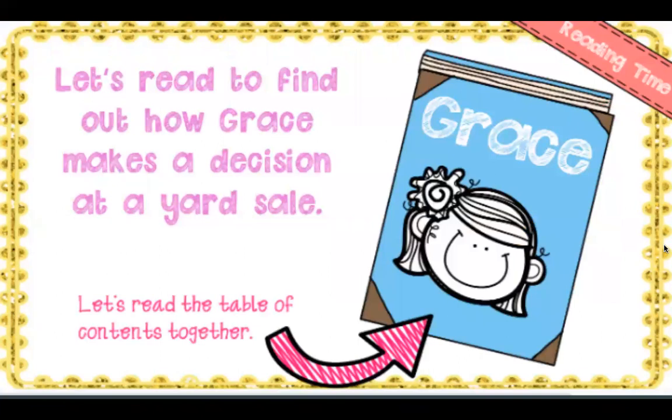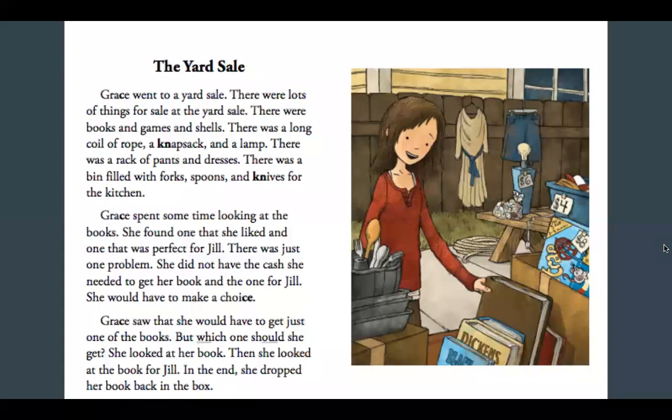Let's read to find out how Grace makes a decision at a yard sale. All right, here we go. The yard sale. Grace went to a yard sale. There were lots of things for sale at the yard sale. There were books and games and shelves. There was a long coil of rope, a knapsack, and a lamp.